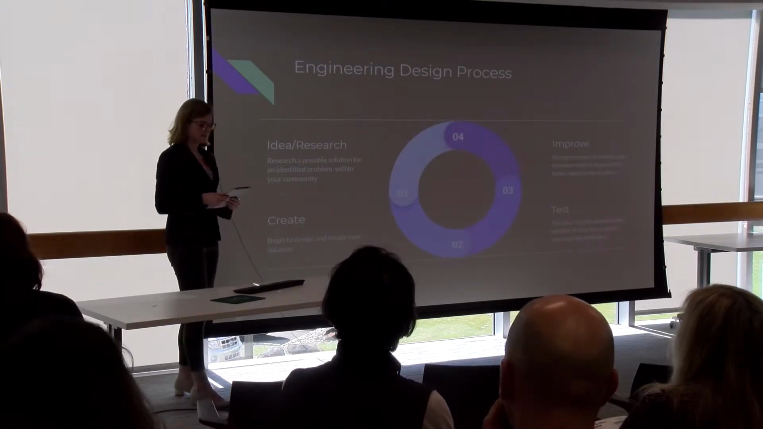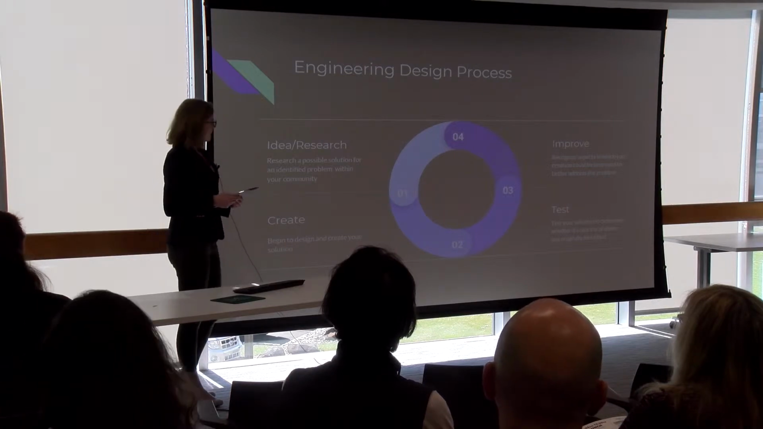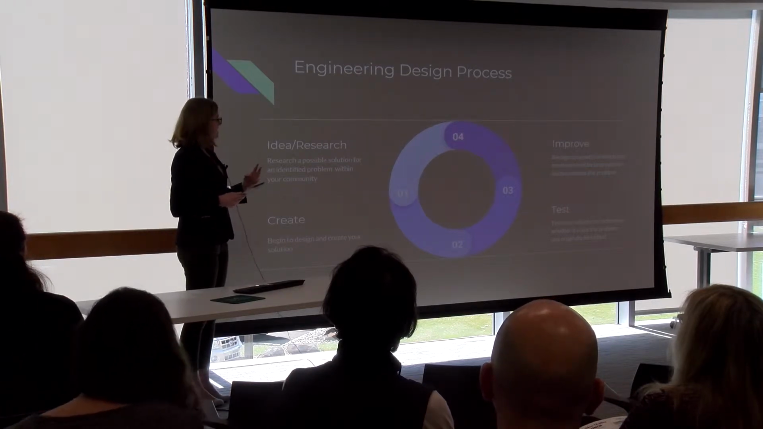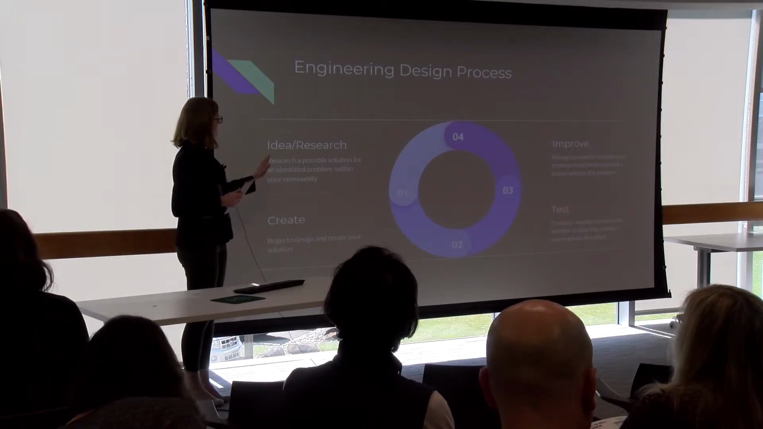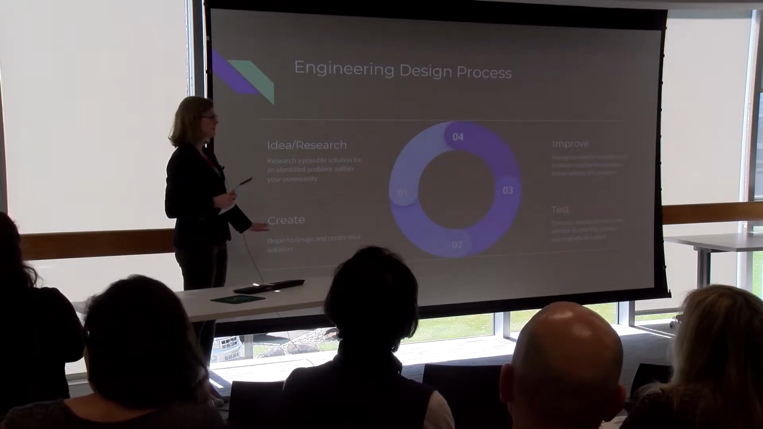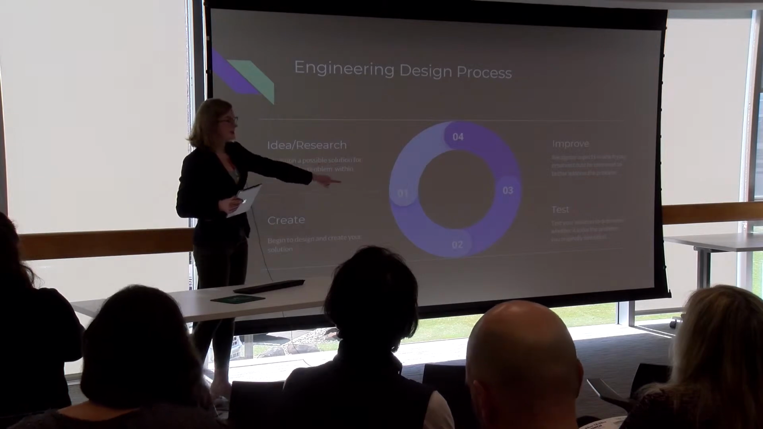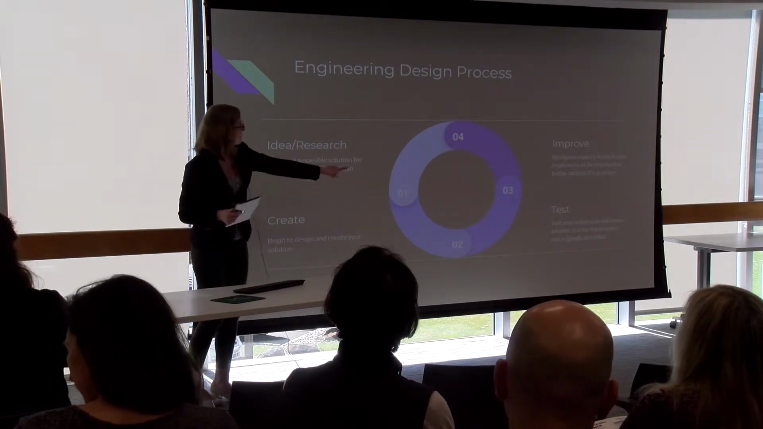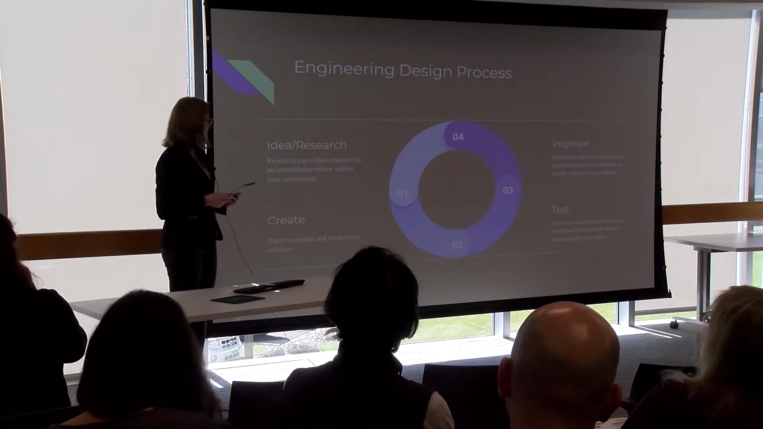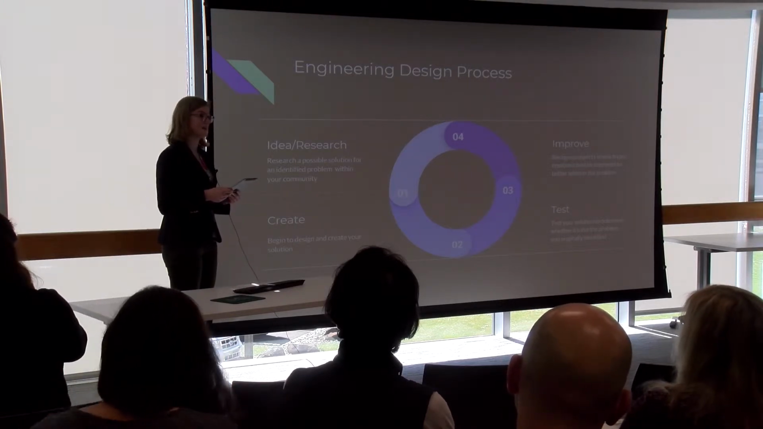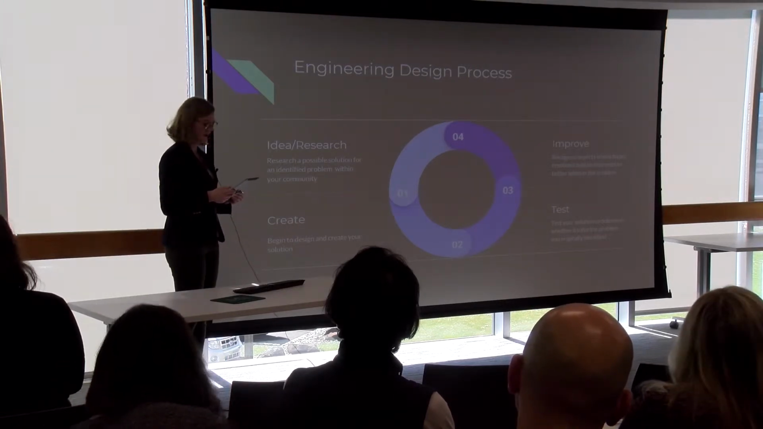So, the engineering design process. There are 4 aspects of the engineering design process that I'm going to focus on in my talk today: idea and research, the creation, improvements and testing. It goes the other way around, testing and improvements. And so first I'm going to discuss my idea and the research that followed.